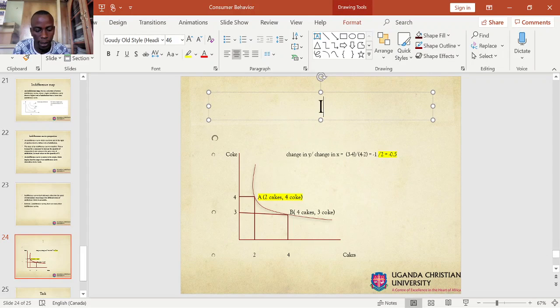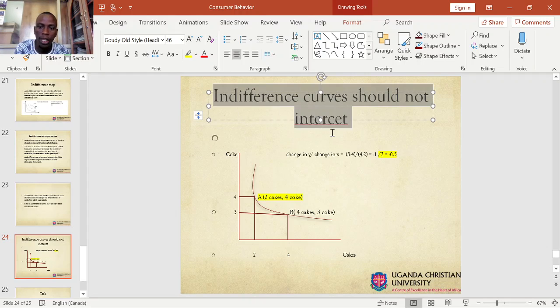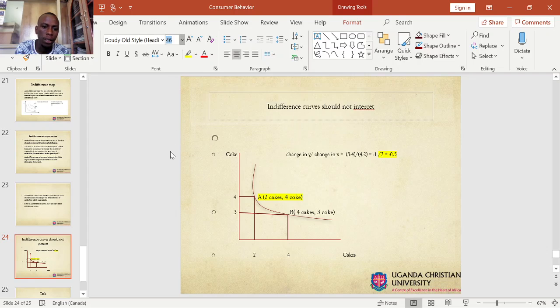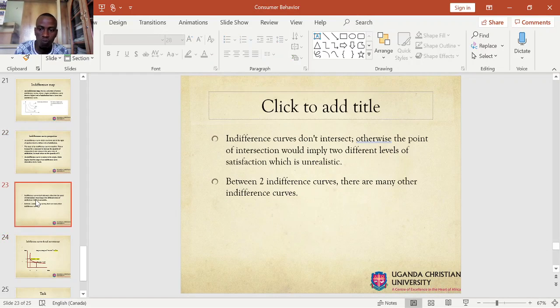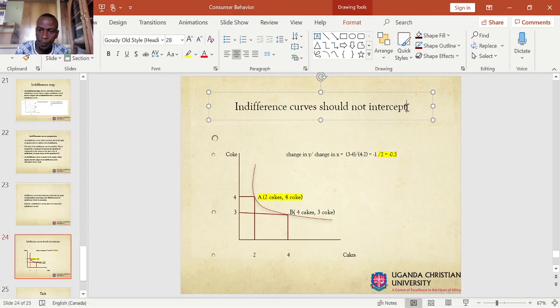Indifference curves shouldn't intersect. Hope it's the right spelling. I will rectify that. They shouldn't intersect. It has to be intersect. Yes.